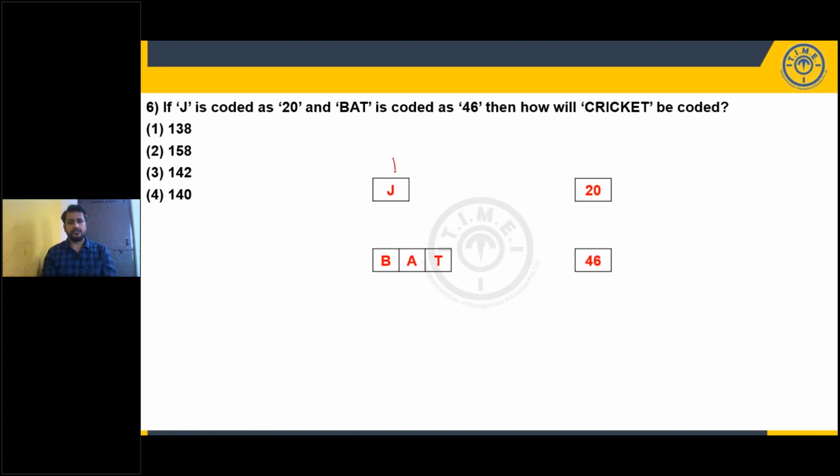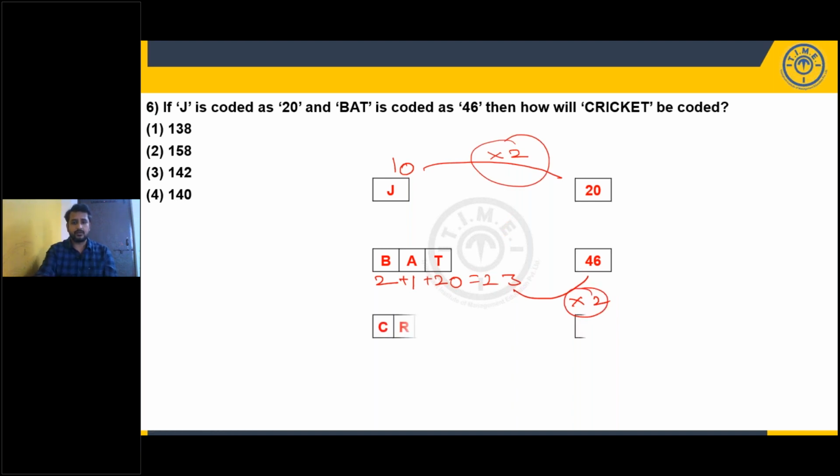J's place value is 10, but this is given as 20. So can I say it is into 2? Yes, we can say. But it has to be true in another case also. B's place value is 2, A's place value is 1, T's place value is 20. The sum of the place values is how much? 23. Into 2, it is 46. Can I say into 2? Yes. So sum of the place values and into 2.